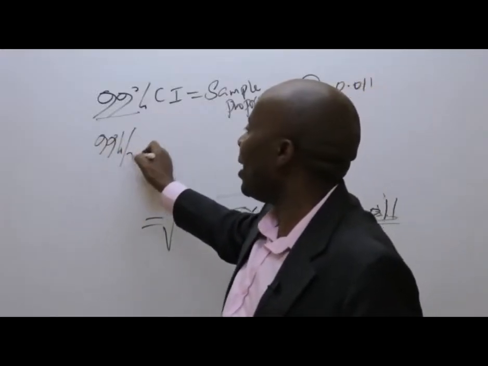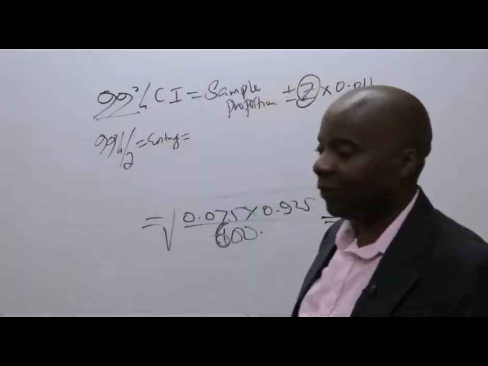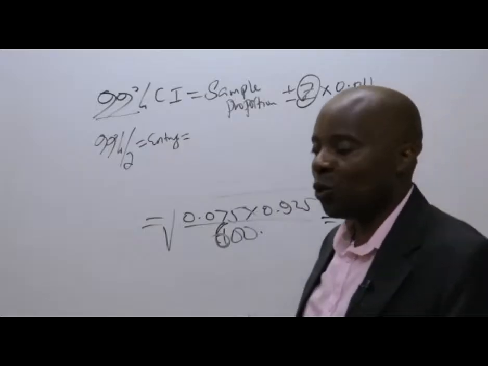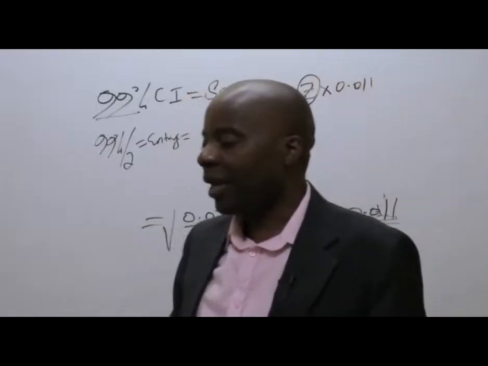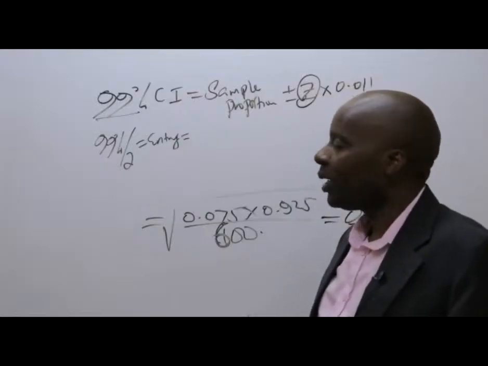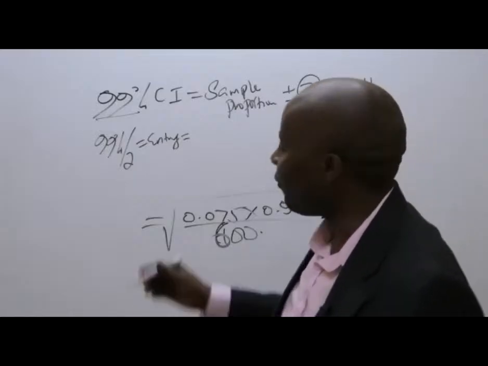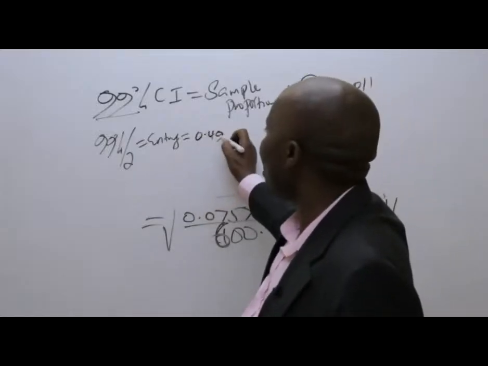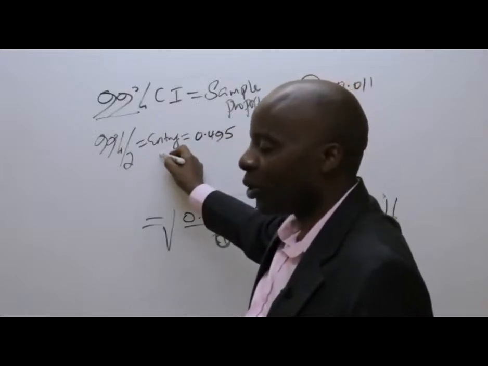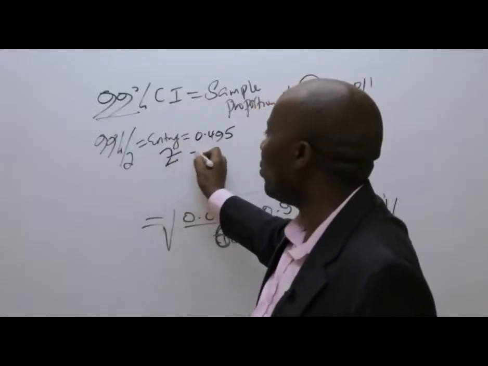You divide by 2 to have your entry figure. Somebody give me that figure: 0.99 divided by 2. What do we have? We have 0.495. Thank you very much. Once I have this 0.495, I would want you to go to your tables and read for us the corresponding Z score.